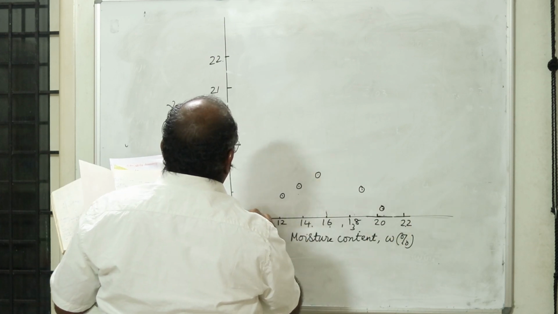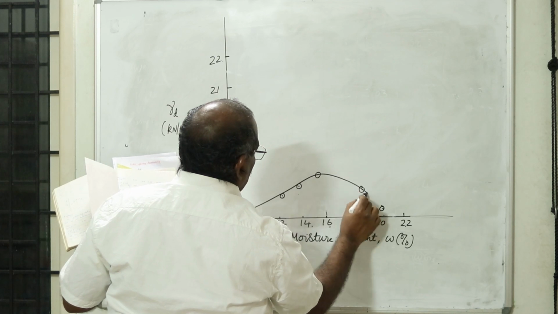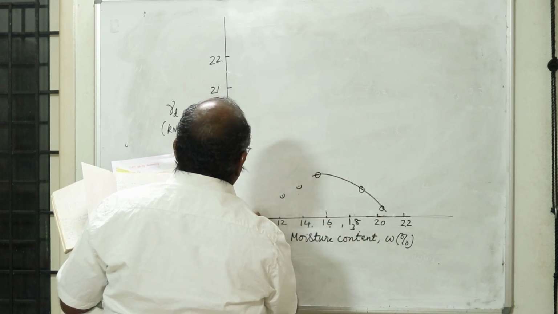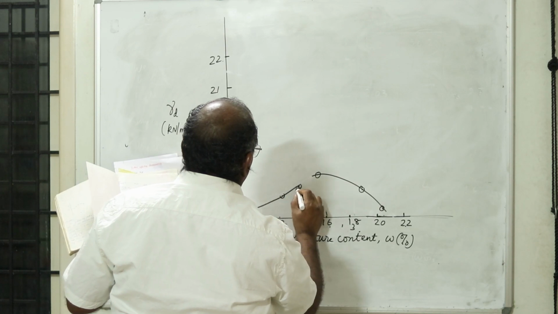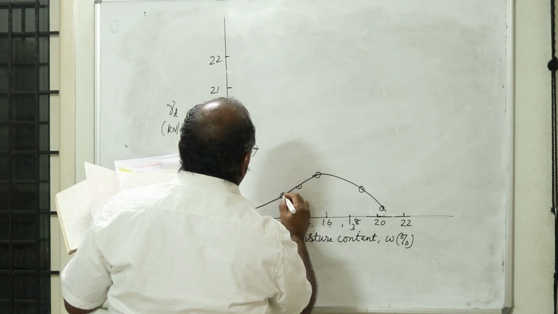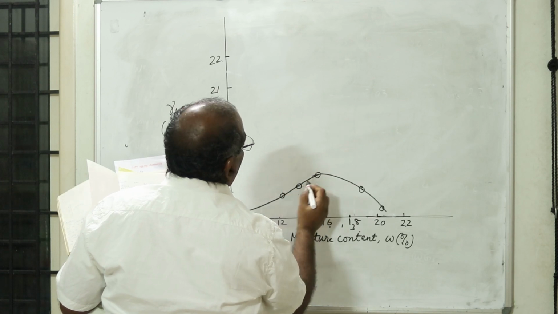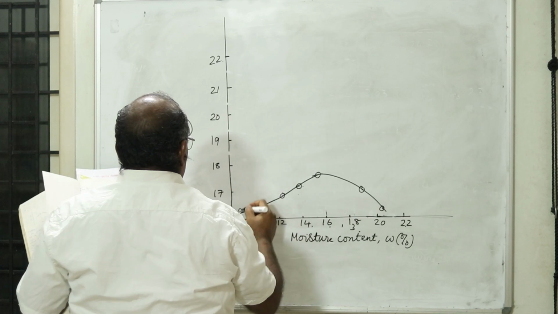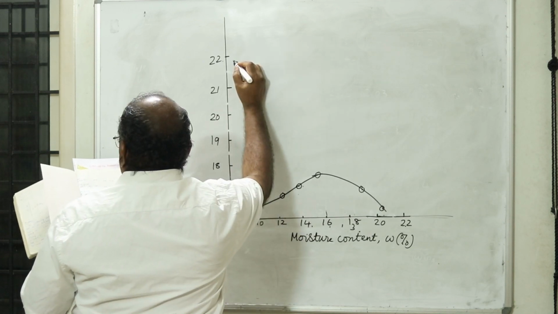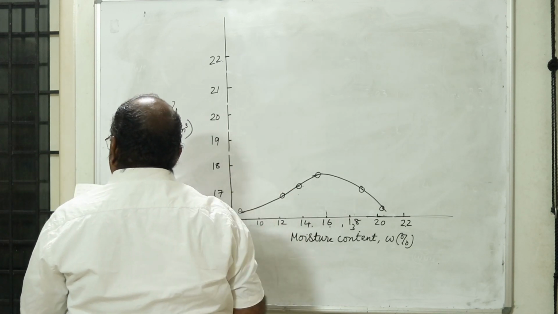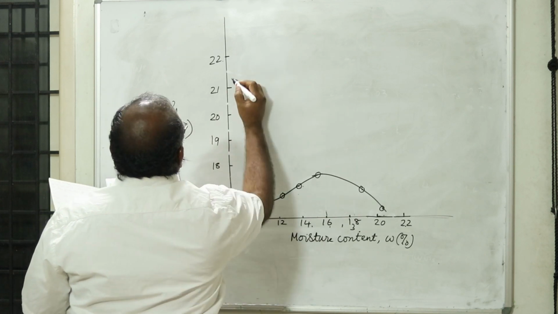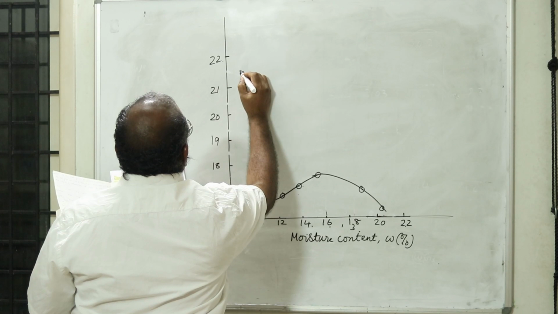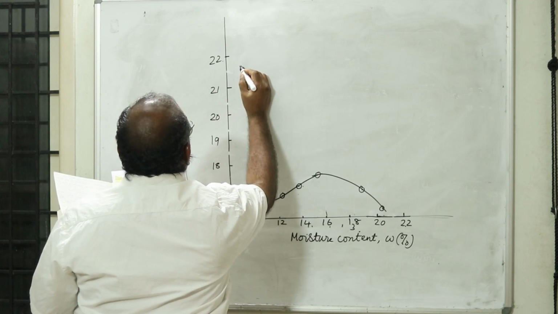Okay, this is the compaction curve, approximately. Now I need to plot my ZAV line. Corresponding to this first water content, the ZAV line value is 21.54, it's somewhere here.